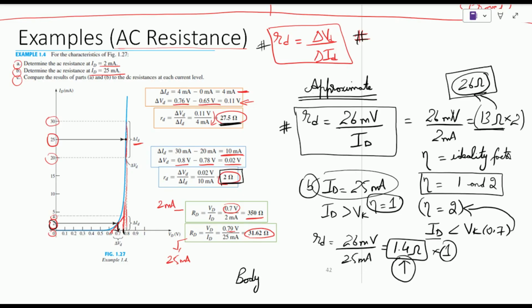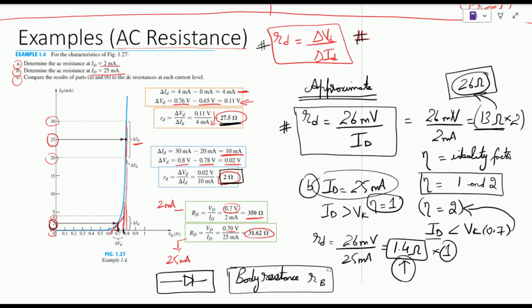So this value basically comes from the manufacturer due to the body resistance known as RB. This body resistance is basically coming from the resistance of the physical diode that is constructed at the vendor or inside the factory. So this RB is giving the value of eta to be 2 or 1, and hence we get these results.